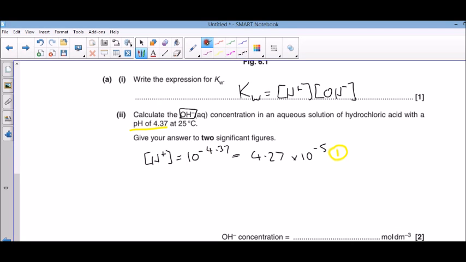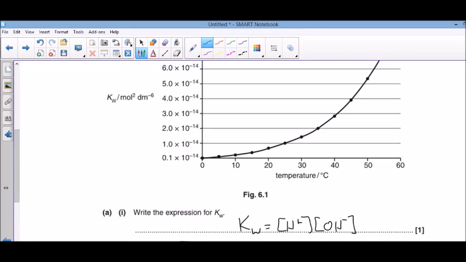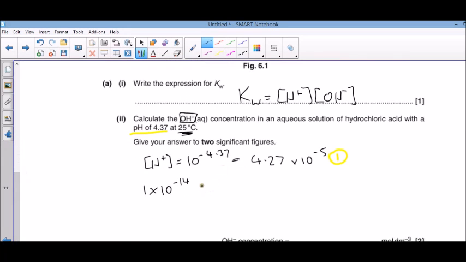So the next thing, if we look at that Kw expression, it says it's at 25 degrees because obviously Kw is temperature dependent. But we should know that at 25, Kw is 1 times 10 to the minus 14, and that's on your data sheet. So you might be tempted to go up to this graph and have a look, which you could do because Kw at 25 is there, and it's 1 times 10 to the minus 14, so no surprises. And then we've got our H plus, which we've just worked out, and the OH minus, which is what we're trying to work out. So all we need to do is rearrange this.